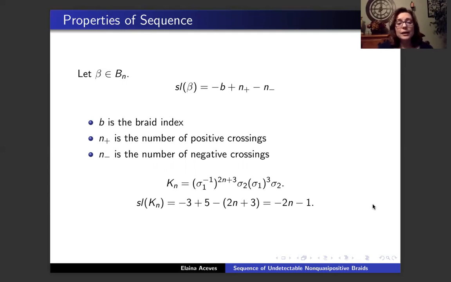So for us, K_n, I've redone the braid word down here. We can calculate the self-linking number. It's negative 3 because we needed 3 strands, plus 5 because there are 5 positive crossings. So we have 1, 3, and another one here, totaling up to 5. And we had 2n plus 3 negative crossings coming from all these sigma 1 inverses. So our self-linking number in total is negative 2n minus 1.